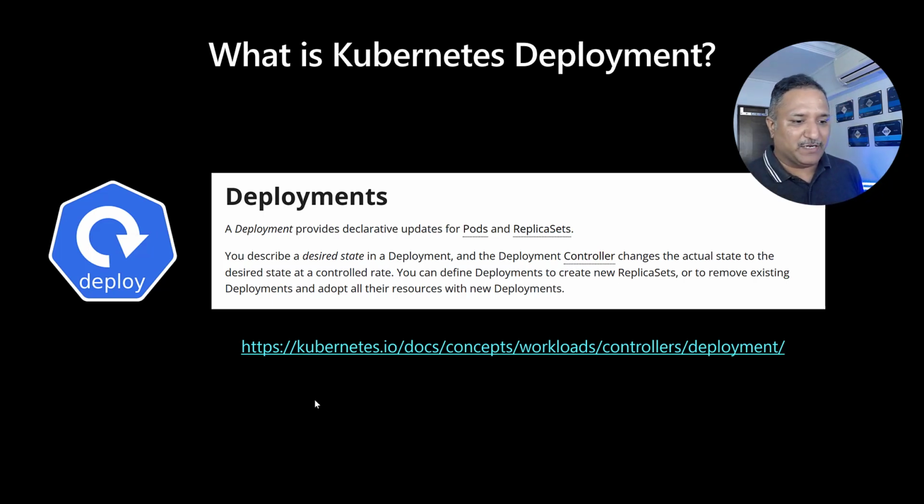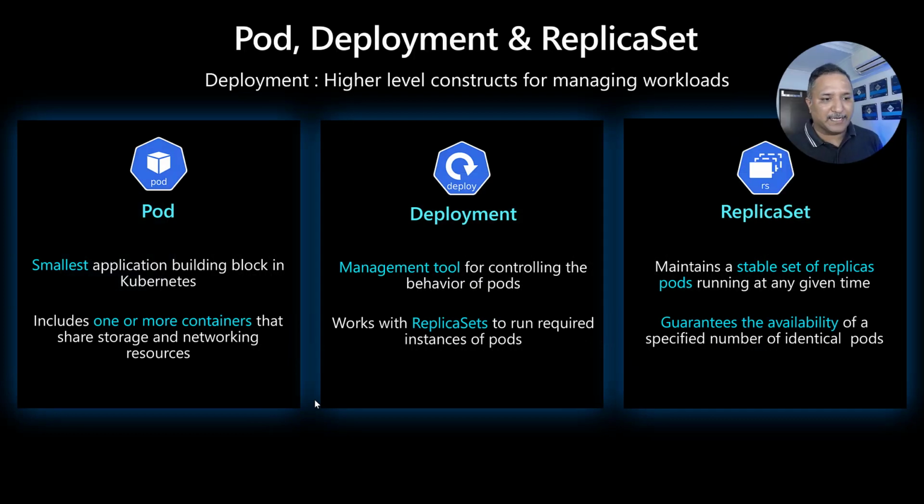The definition of deployment from the Kubernetes website, kubernetes.io, is that it provides declarative updates for pods and replica sets. We describe the desired state in a deployment, and the deployment controller changes the actual state of the system to the desired state. We can define deployments to create new replica sets, to remove existing deployments, and to adopt all these resources. So how does this really work in reality? There are many things being discussed or highlighted in this definition, so let's do a deep dive and see what each of those things means.